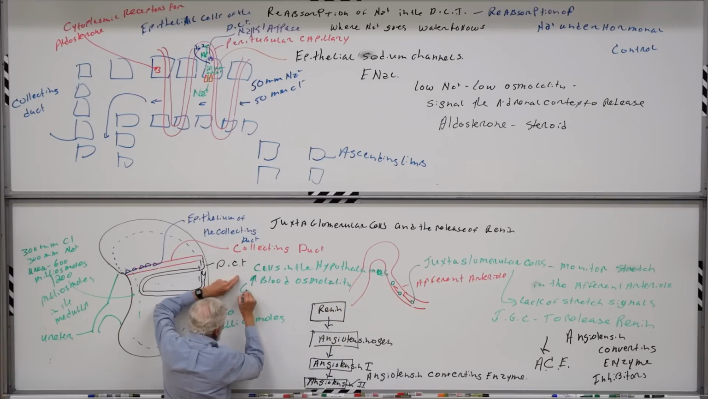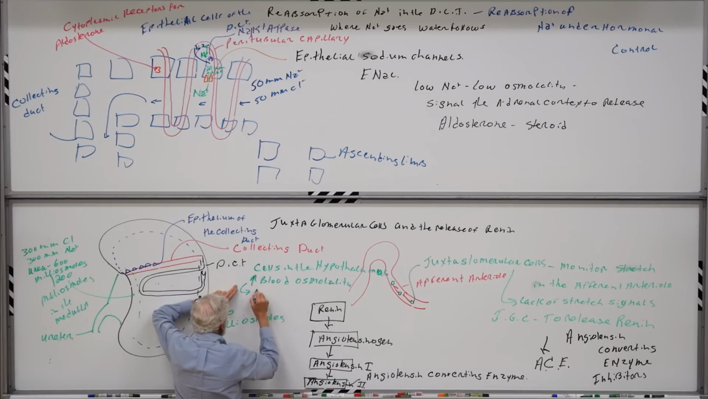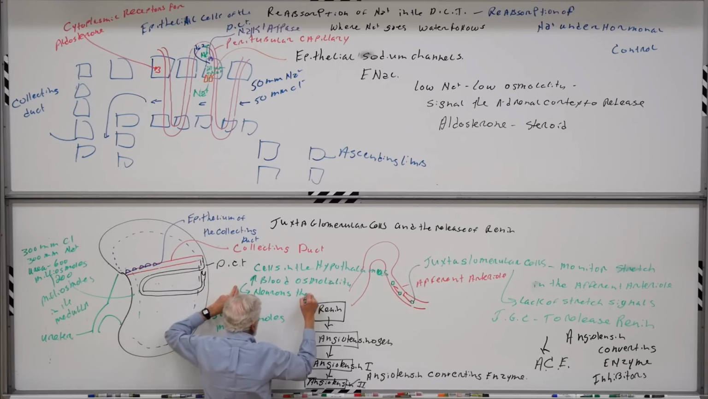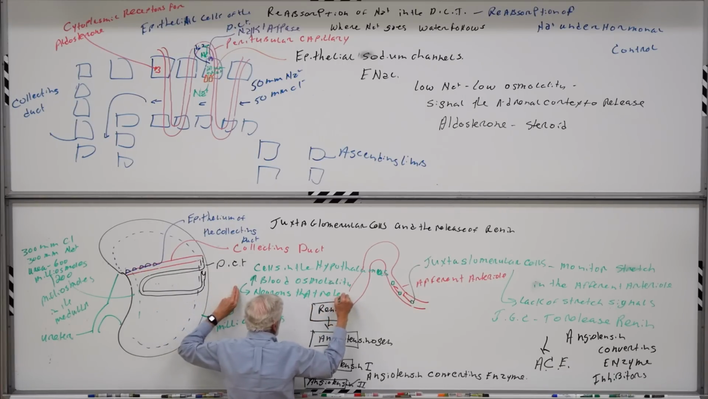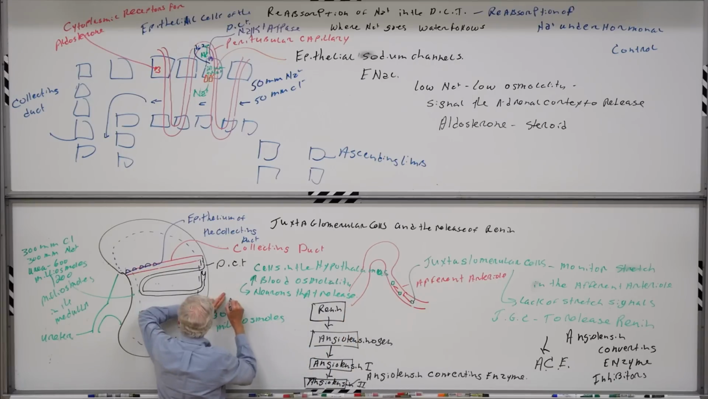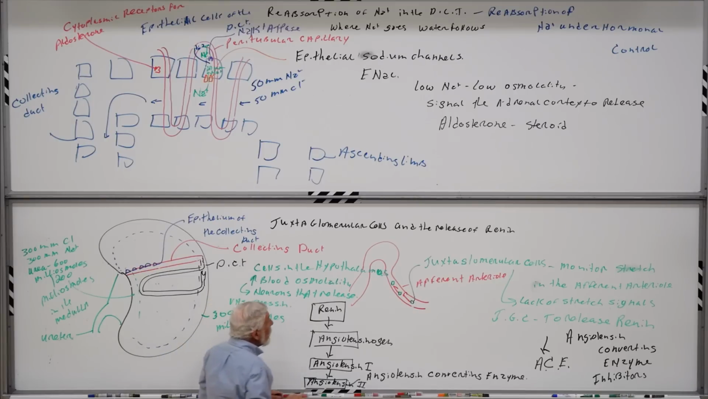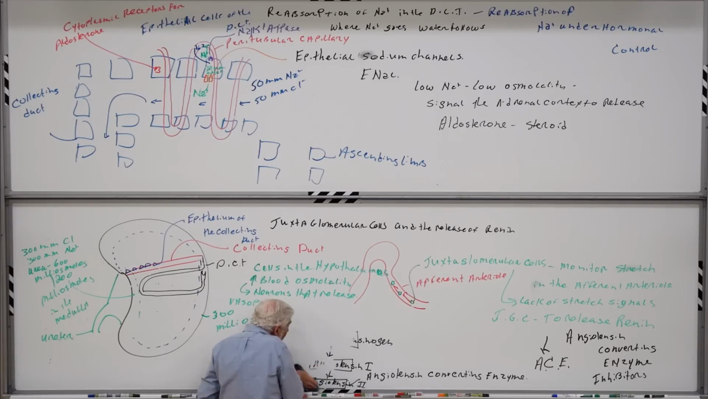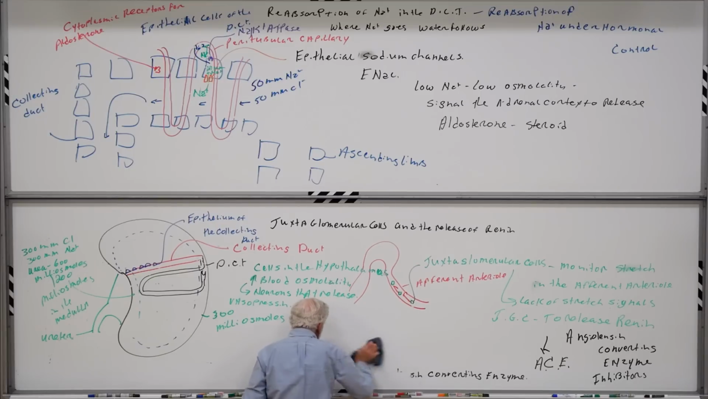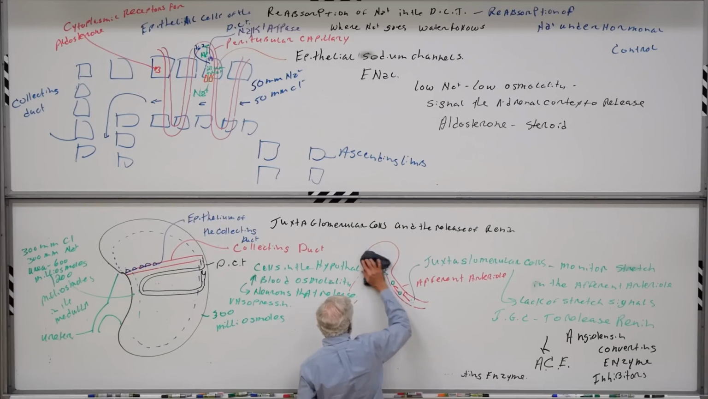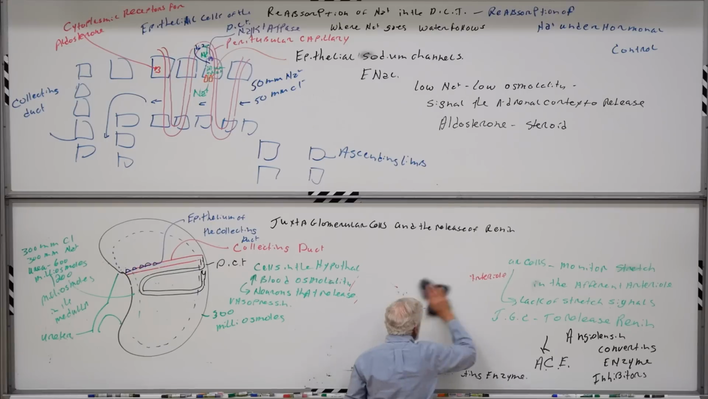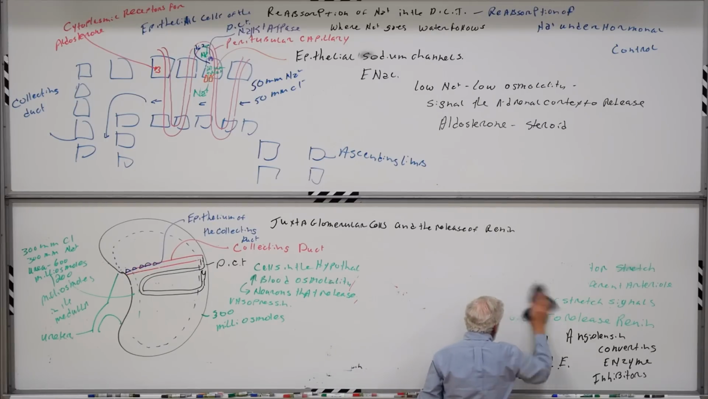These cells then send a signal to the neurons that release vasopressin. Now remember that vasopressin is released from the posterior pituitary. The vasopressin now is being released from the posterior pituitary and getting into the blood.